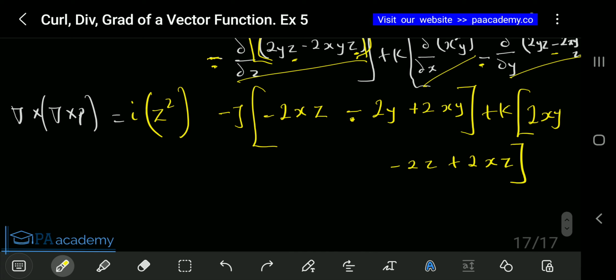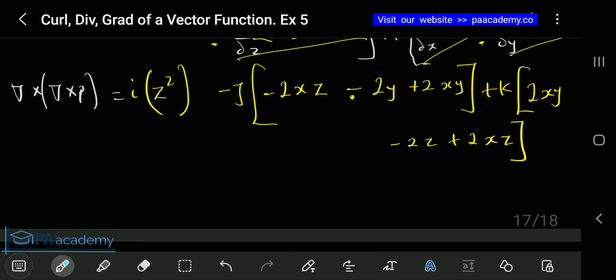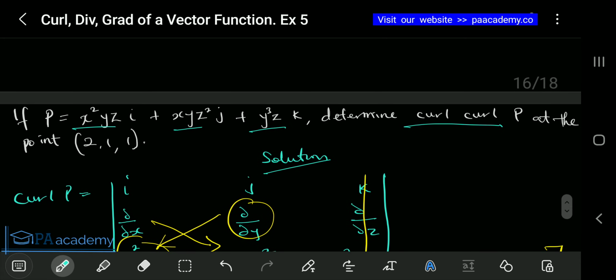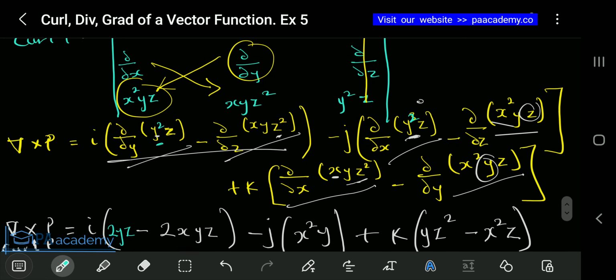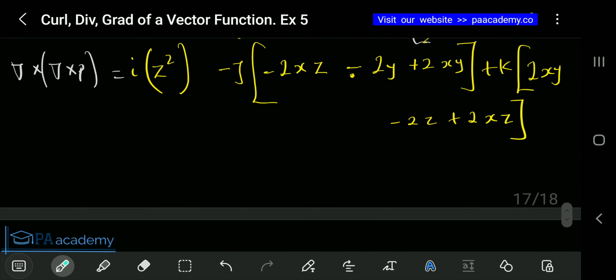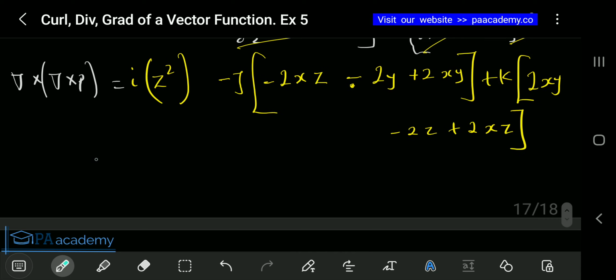All right, so now let's clean this up. So now that we've looked for curl P, let's go. The question now says that we should look for curl P at (2, 1, 1). So just like I said in one of the previous examples, when you are given a point, you only put in the value of those points at the end of the answer. Exactly. So now we can, at this point, say that at point.